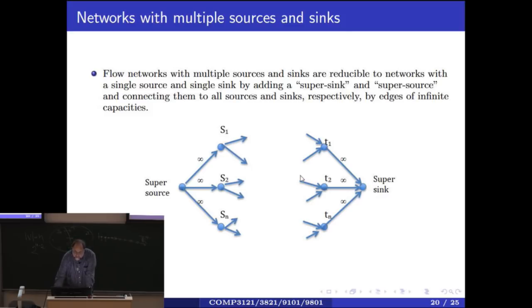And this makes the problem more realistic. Maybe the S's are oil wells and the T's are refineries, and you want to maximize the throughput from all of the oil wells through to all of the refineries, right? This is naturally formulated with multiple sources and multiple sinks, but as we have just explained, it reduces to the problem with a single source and a single sink.